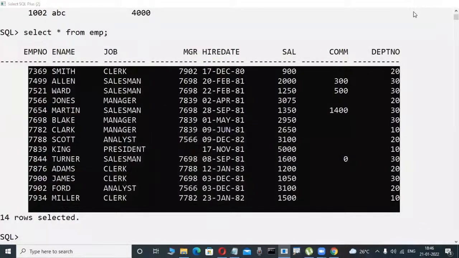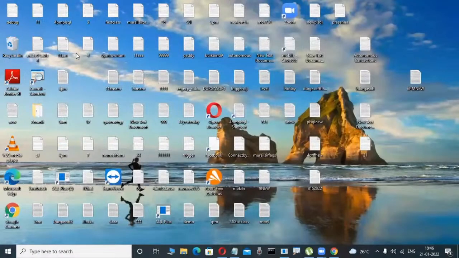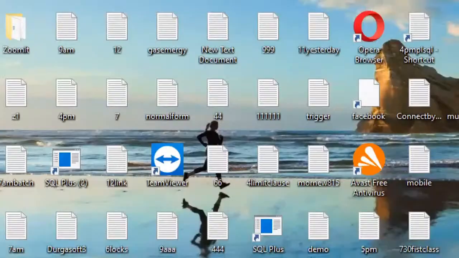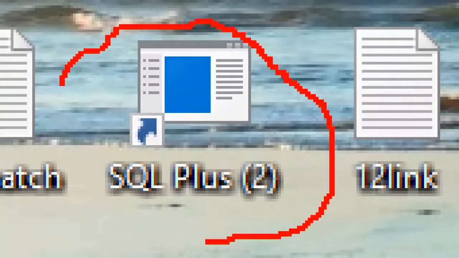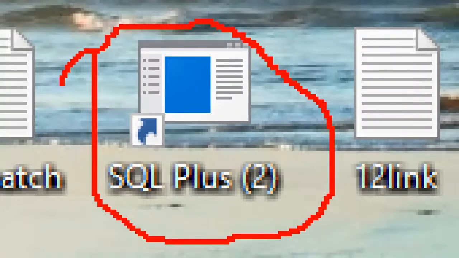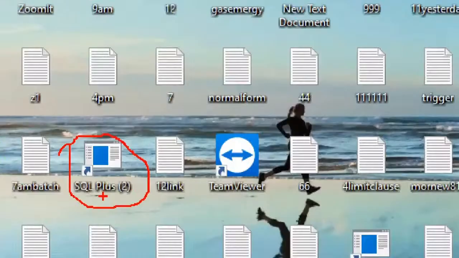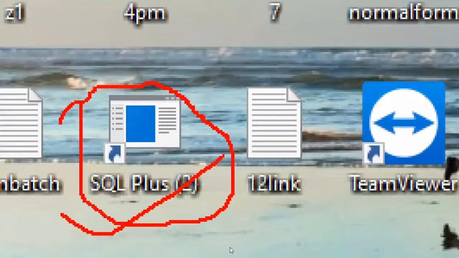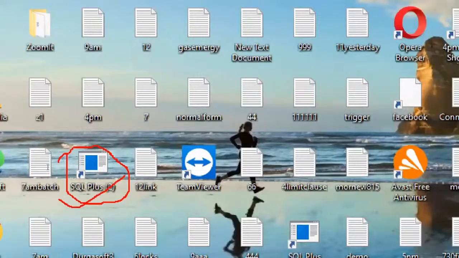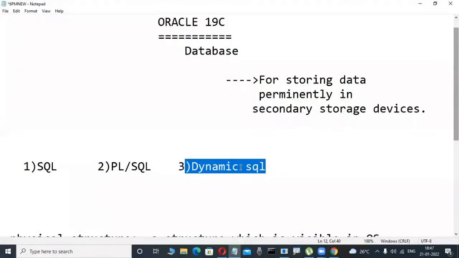Observe here, on my screen only. I'm installing Oracle. What is this one? SQL*Plus is there. SQL is a language. PL/SQL is a language, some coding is there. Dynamic SQL is a language. Daily we are writing code.